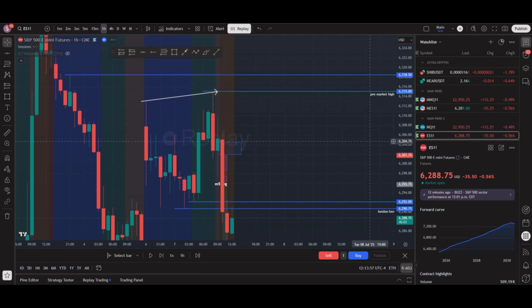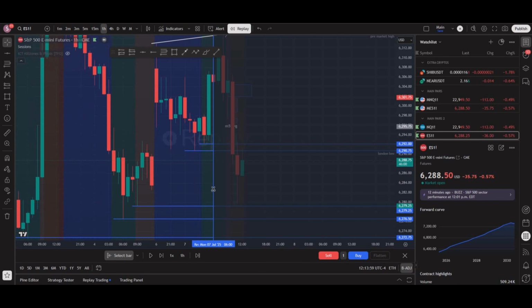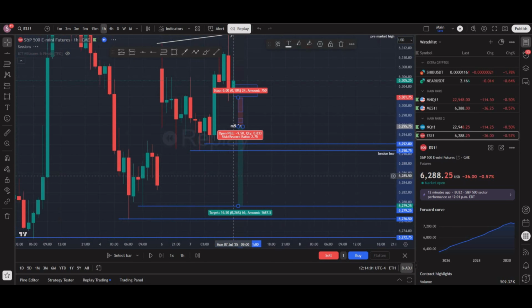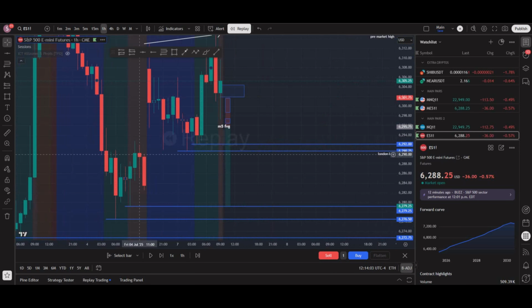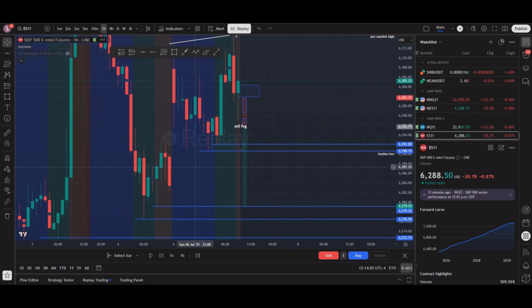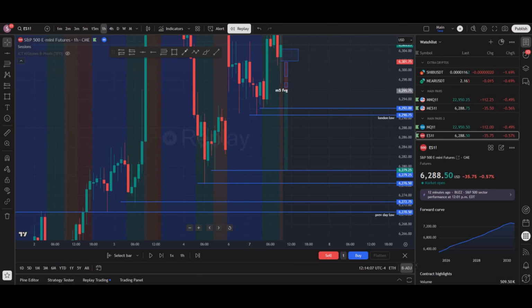And you have to keep in mind at this point, ES hasn't taken out that London low, which NQ has. So this can easily be a target. This weak opening gap can be a target right here. And then we could continue to run it down to here to take out all the rest of this sell side liquidity.